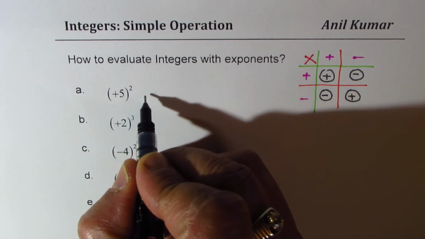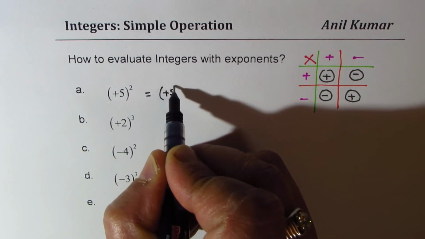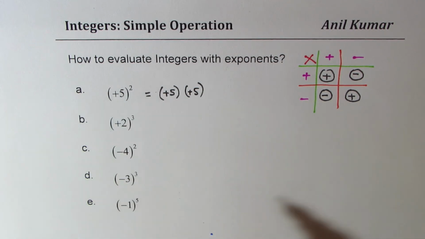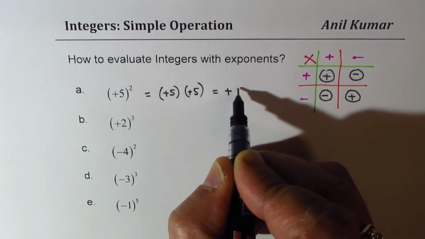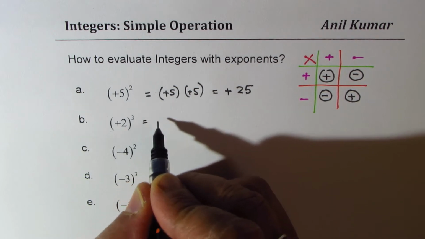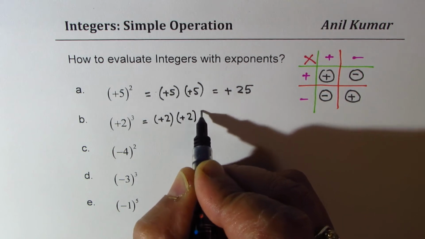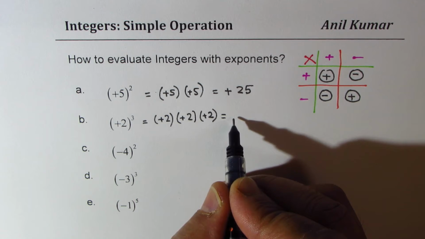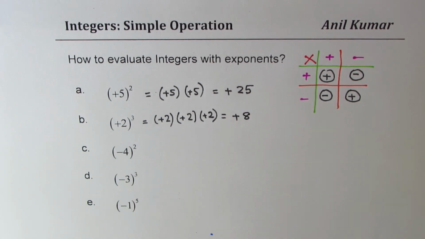Now exponent really means, if I do 5 square, it means we are multiplying 5 with itself 2 times. So same sign will give us positive. 5 times 5 is 25. Does that make sense to you? The next one here is positive 2 cube, which means multiply 2 by itself thrice. All same sign will mean positive. 2 times 2 is 4, 4 times 2 is 8, which is our answer.